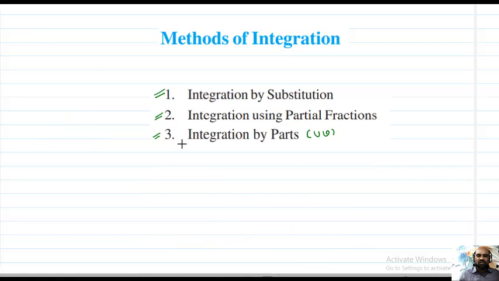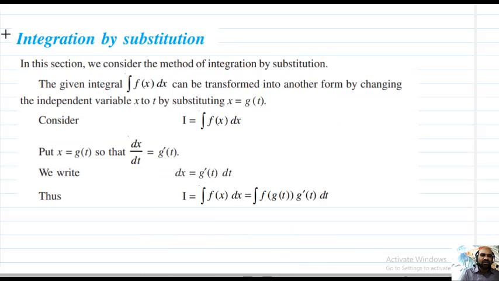Now I want to explain some problems. Here the working rule is also given for integration by substitution. In this section we consider the method of integration by substitution. The given integral of f of x dx can be transformed into another form by changing the independent variable x to t or some k by substituting x equal to g of t. So consider I, the integral of f of x dx. Put x equal to g of t, so that dx by dt equals g dash of t. The same thing I explained here is clearly given.